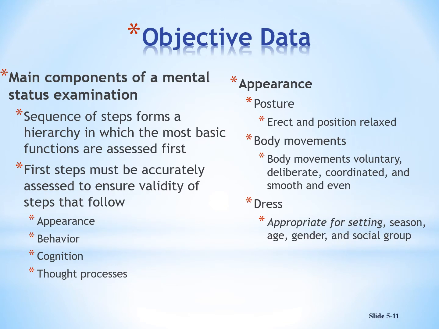We can do, for objective assessment on the patient, one of the things we can do is a mini mental status exam on the patient. Again, we're going to look at appearance, behavior, cognition, and thought process. So we want to sequence these and make sure that we do it in order. The first thing would be the person's appearance. So what's their posture? Are they upright, relaxed, or are their shoulders slumped over? Okay. And their body movements, are they deliberate? Is it coordinated, or is it just haphazardly moving? Is it smooth and even, or just disjointed?